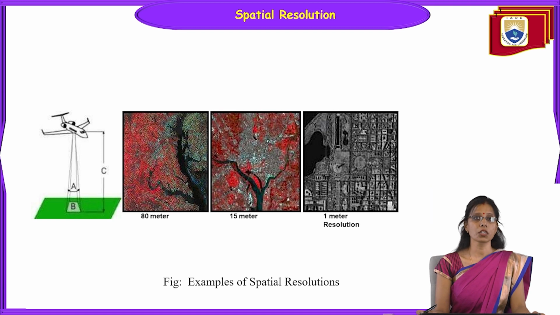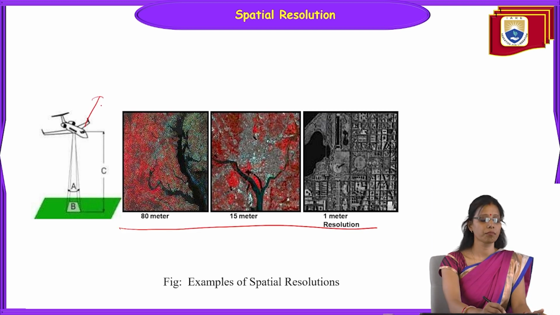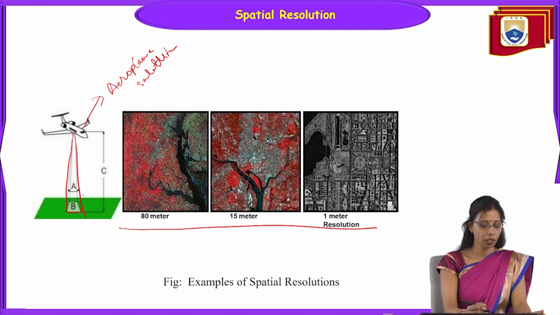See here in this picture, it will be more clear to you. Now we have three images here. This is our aeroplane, or satellite, let us say. It has an instantaneous field of view, that means it is capturing this area. From this area it has captured. Now we have a resolution of 80 meters here, 80 meters, and here we have 15 meters.